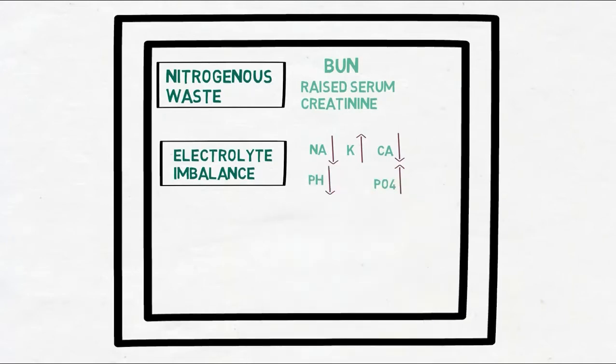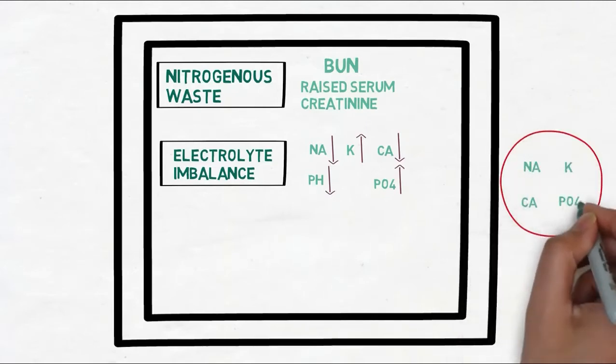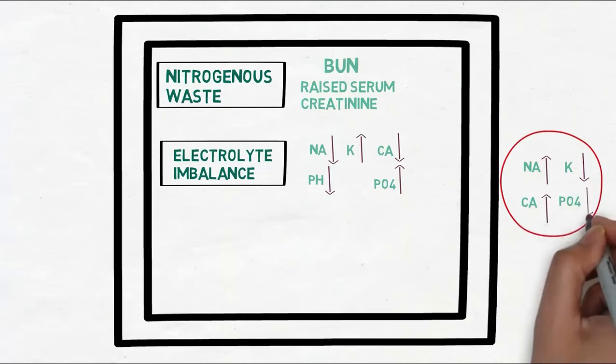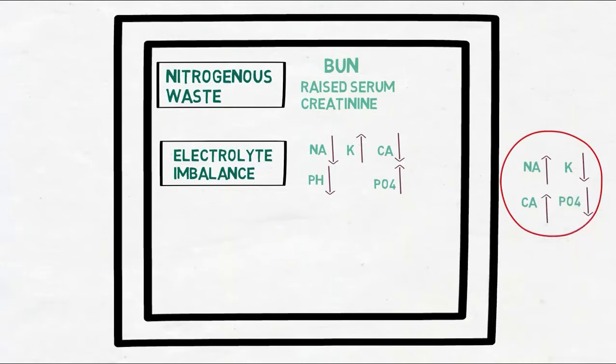One simple trick to remember all of these electrolyte imbalances is to remember two sets of ions, the sodium, potassium, calcium and the phosphate, and to remember that the normal serum sodium is higher as compared to potassium, whereas the normal serum calcium concentration is higher as compared to phosphate, and these arrows just get reversed in case of ARF.